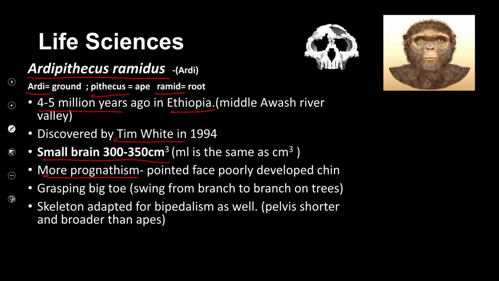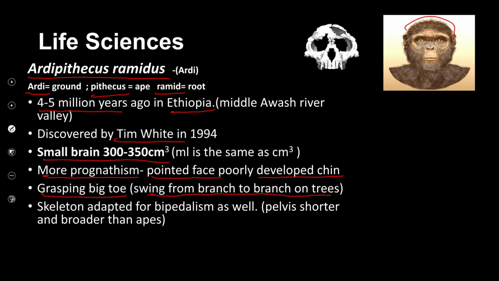So if you have a look here at the diagram, you can see it's a much smaller cranium, and their jaw is also still quite prognathous, which means it sticks out, protrudes quite far. So they've got a pointed face, and they have a very poorly developed chin. Right, they also still have a grasping big toe, and that is because they still lived in trees, or they used trees as part of their habitat, and so they were able to swing from branch to branch.